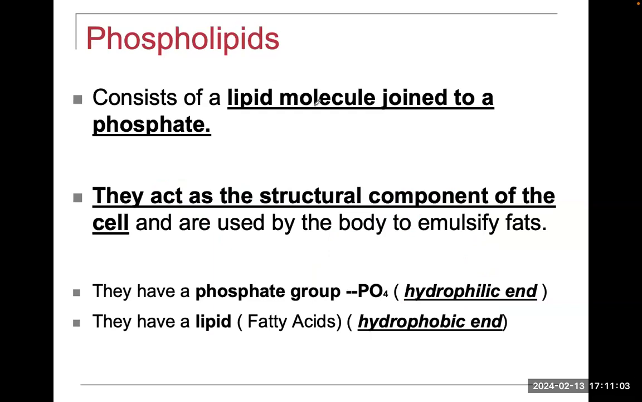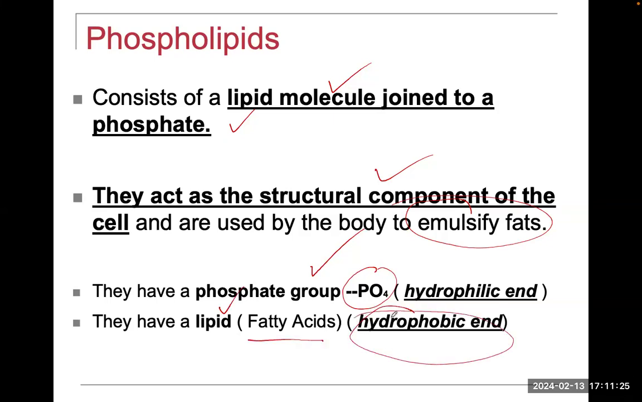So the phospholipid consists of a lipid joined by a phosphate. They make up the structural component of a cell, but phospholipids are also used to emulsify and break down fats. They have a phosphate group, which is the PO4, and then they have the lipid or the fatty acids. That's hydrophobic. The phosphate is hydrophilic.